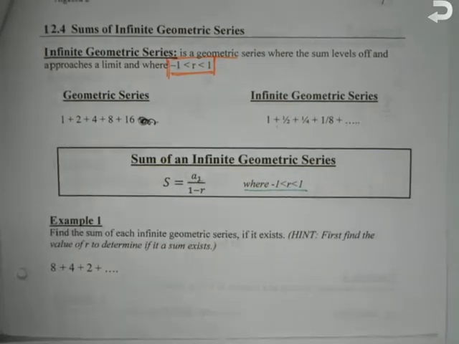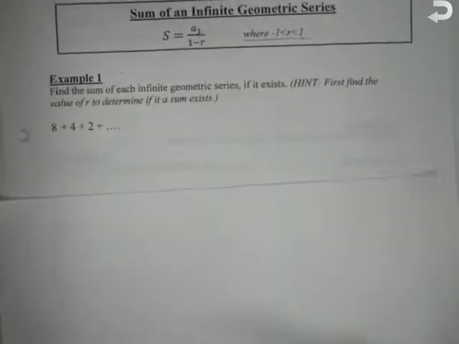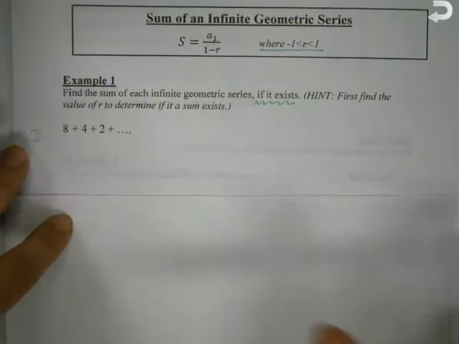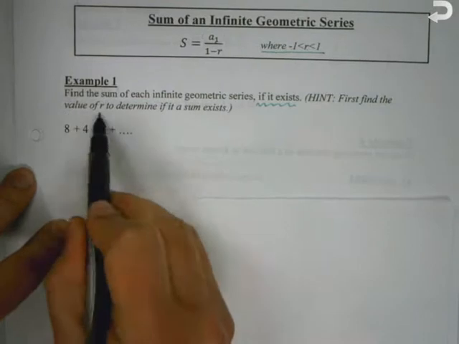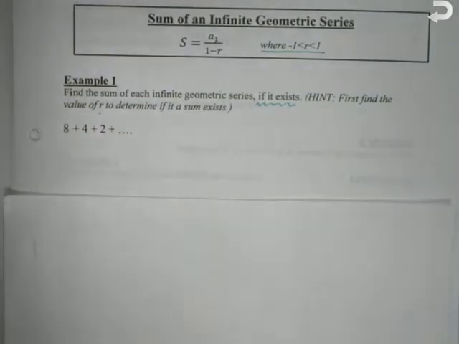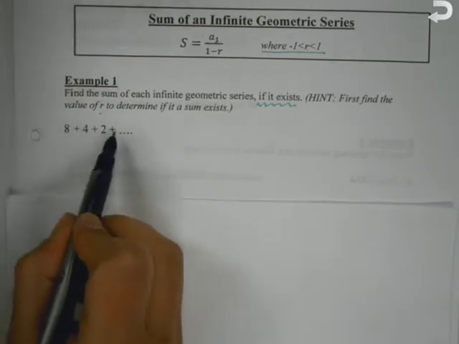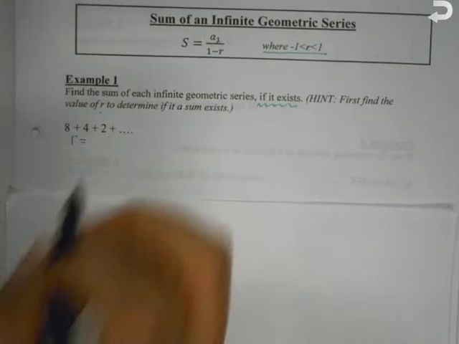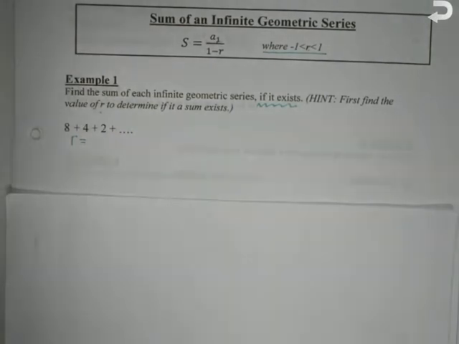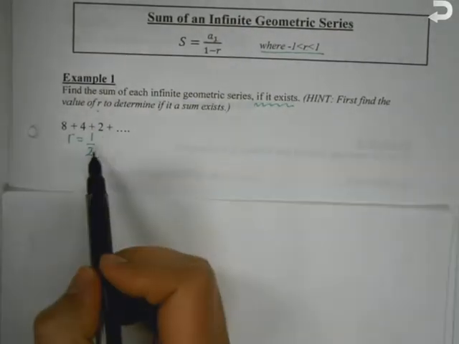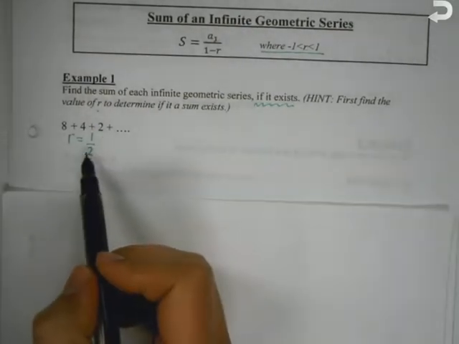So example 1. Find the sum of each infinite geometric series if it exists. That's very important. If it exists. It might not. So hint, first find the value of r to determine if a sum exists, because you don't want to do all of the work to realize that there's no answer. Okay, so looking at the example, 8 plus 4 plus 2 plus ... What is r? This is geometric, so it's multiplying. Times 1/2. Is 1/2 in between -1 and 1? Yes, it is. So there is a sum.